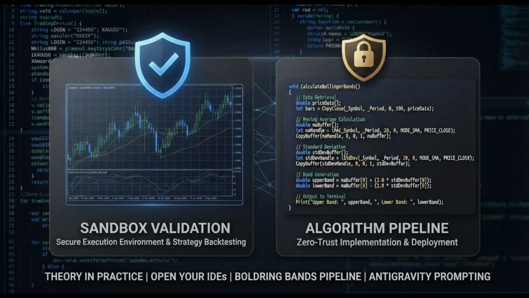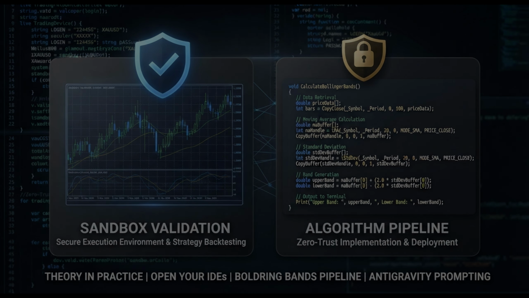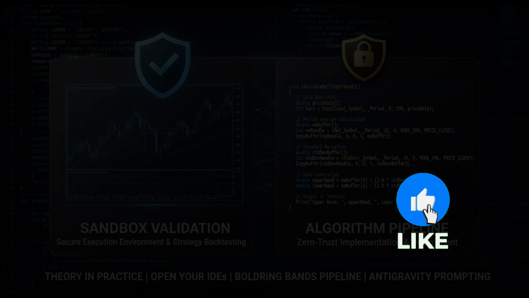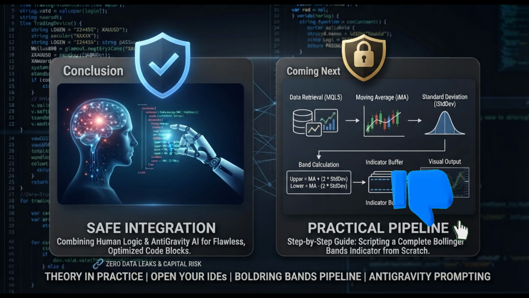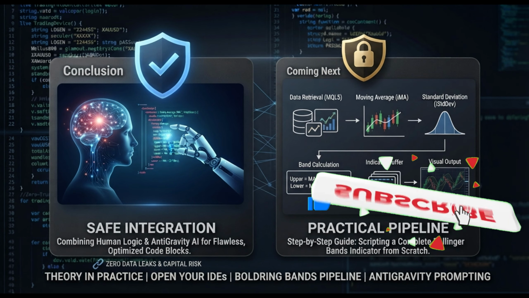Think of this tool as an accelerant for your workflow. In our next session, we're going to put this theory into practice. We will sit down, open our IDEs, and walk step by step through generating a flawless Bollinger Bands technical indicator pipeline using anti-gravity prompting. Make sure your workspaces are set up.